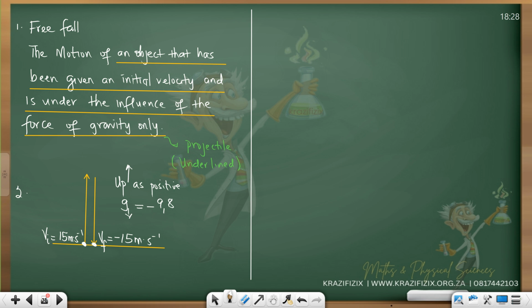If it is before that level, it's not going to be up to 15. If it is below that level, it will be more than 15. What are we looking for again? Time. Please write down all the things we have. We have vf, we have vi, we have a. This g is also a. So we have vf, we have vi, we have a. Is there a formula?